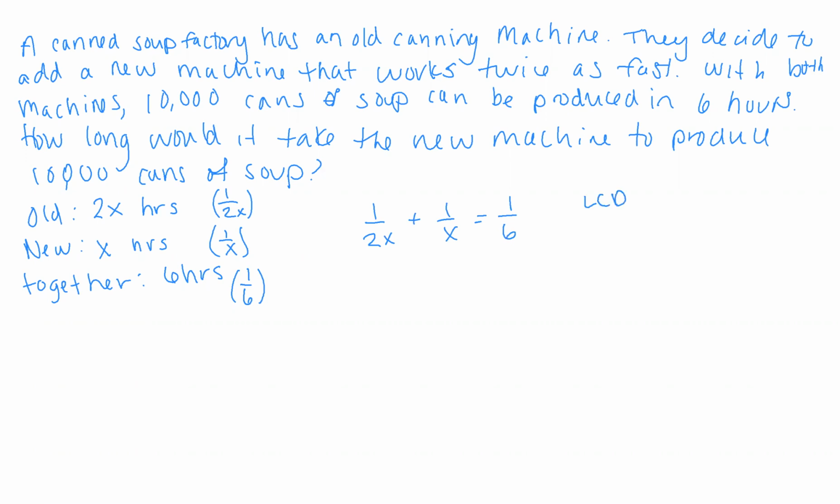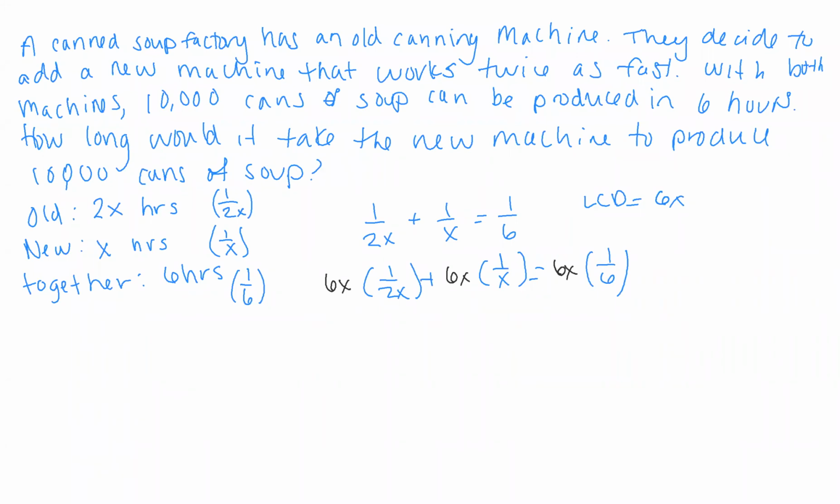The LCD here is 6x. So I get 6x times 1 over 2x plus 6x times 1 over x. And that's going to equal 6x times 1 over 6. So we want to start canceling.